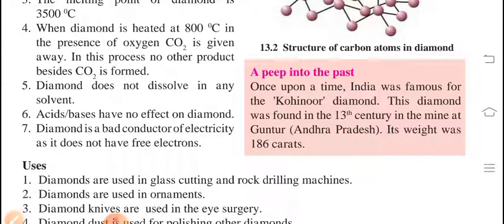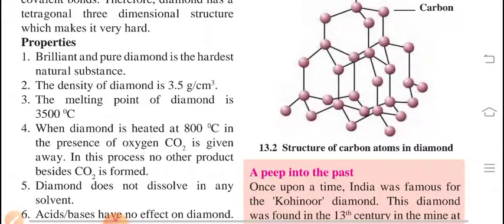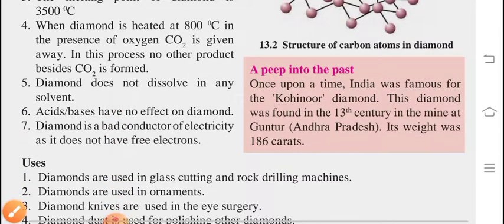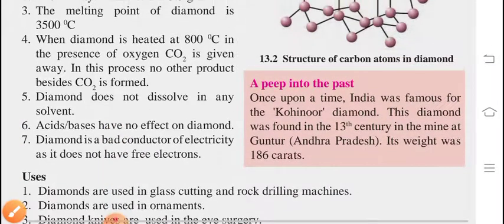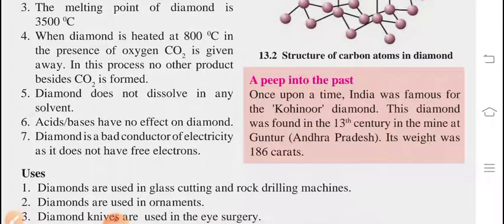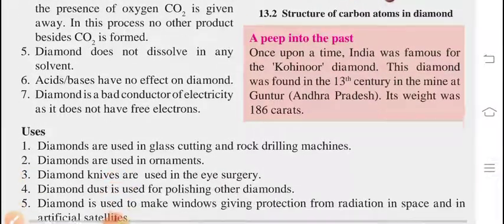Diamond is a bad conductor of electricity as it does not have a free electron. It has a very hard structure, that means there is no free electron. If there is no free electron, that means current electricity won't pass through it. So diamond is a bad conductor of electricity as it does not have free electrons.